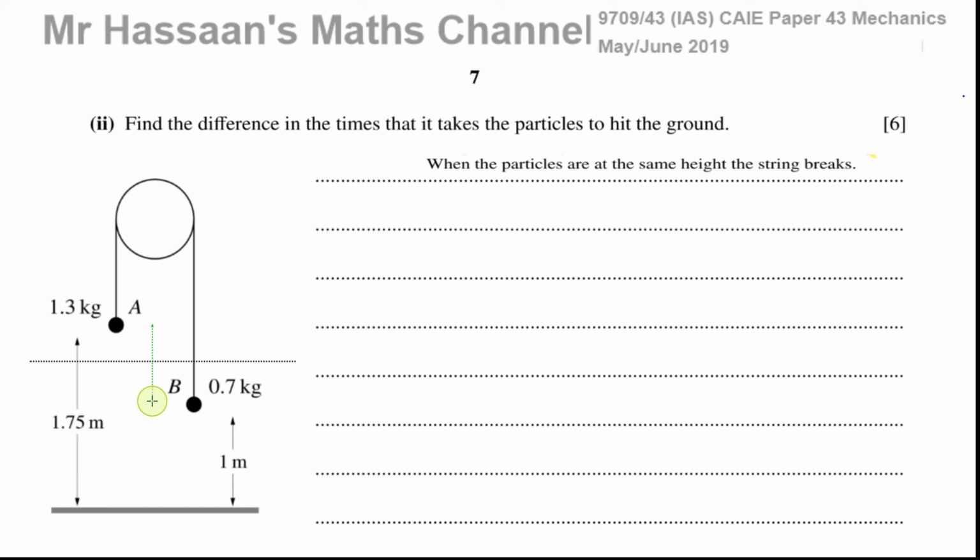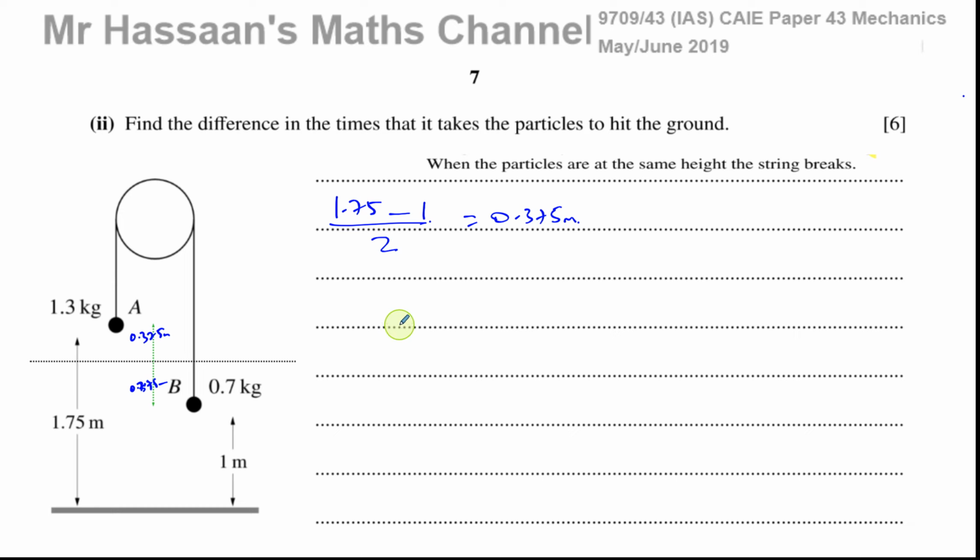Their difference in heights is 1.75 minus 1. If we divide that by 2, that tells us how much they rose and fell by when they reach the same level. So A is falling by 0.375 meters, and B is rising by 0.375 meters. Then they'll be exactly at the same level. What we need to find out is the speed of A and B at that point, because that's when the string breaks and the new situation arises.